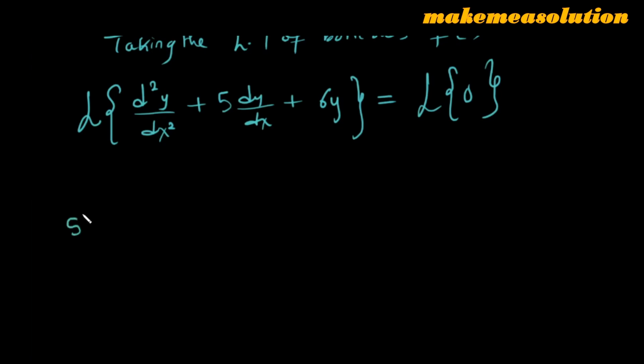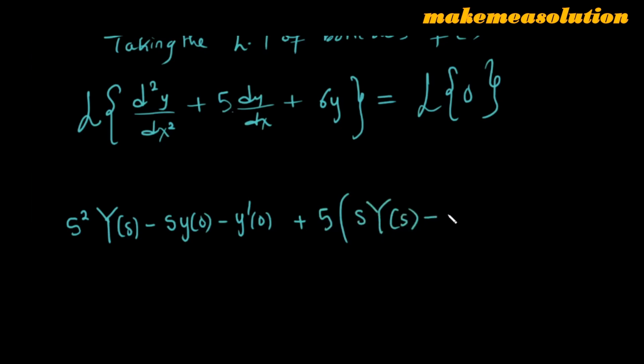Okay, so when we take the Laplace transform of d squared y by dx squared, we are going to get s squared Y of s, minus s y of 0 minus y prime of 0. So this is just for only this. Then you put plus 5, that's a constant, in brackets. The Laplace transform of dy dx is going to give me s Y of s, then minus y of 0. And finally, the Laplace transform of 6y is going to give you 6 capital Y of s, and the Laplace transform of 0 is still 0.